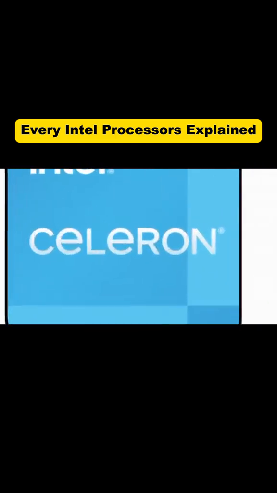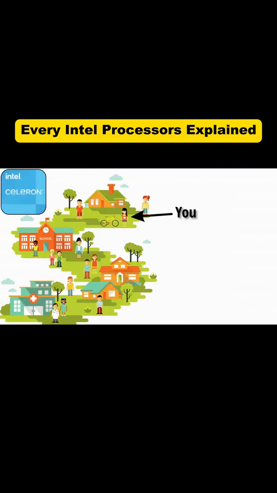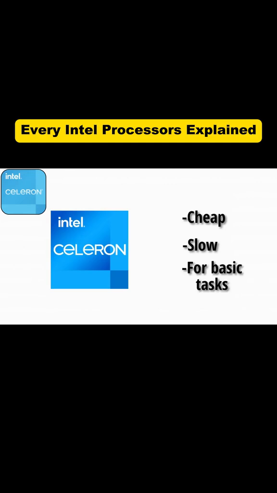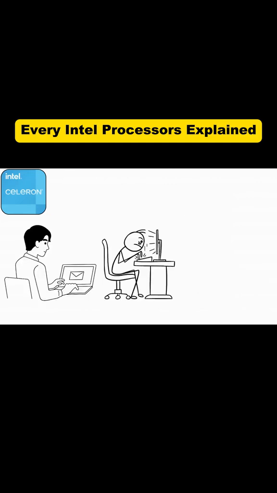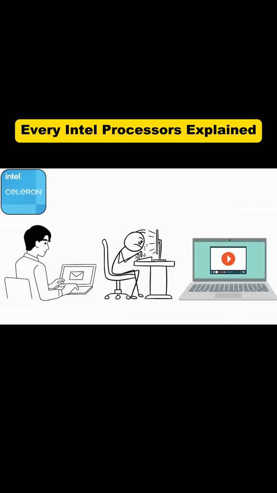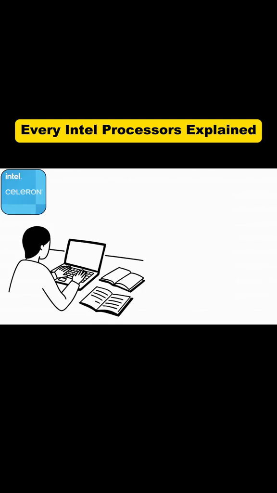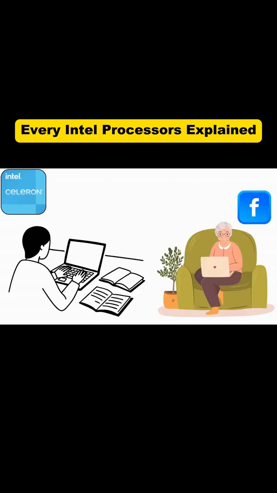First up, Celeron. Now imagine you're trying to get around town and all you have is a squeaky old bicycle. That's Celeron. It gets you from point A to point B, but don't expect it to win any races. It's cheap, slow, and really only meant for the basics, like checking emails, writing essays, or maybe watching YouTube as long as you don't open 20 tabs at once. These chips usually end up in budget laptops and school Chromebooks, perfect for students just typing papers or if your grandma wants to check Facebook.